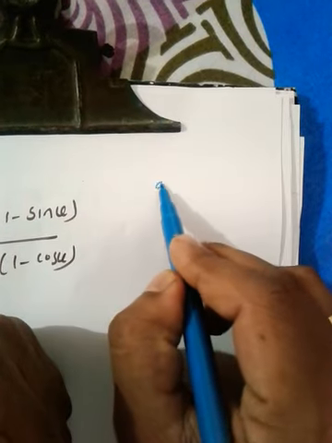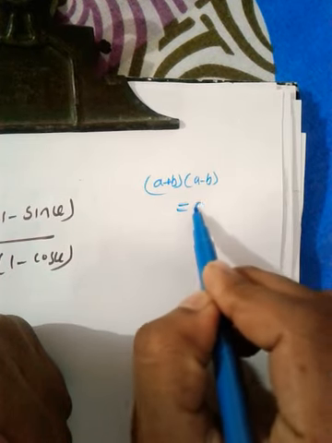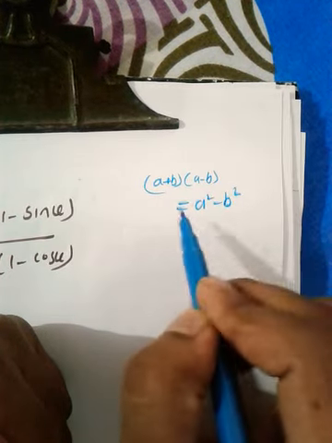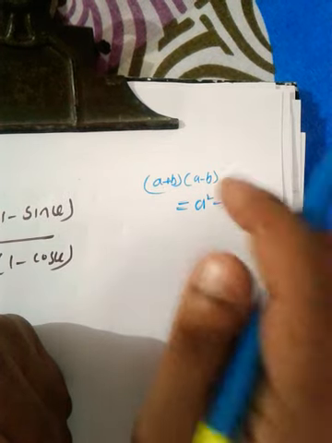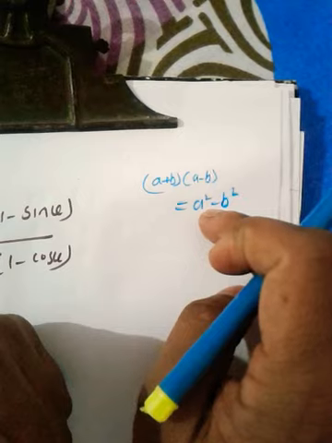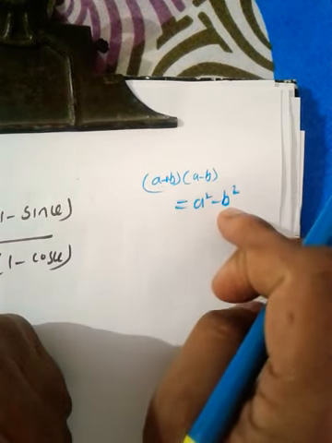We know that a plus b into a minus b is what? A square minus b square. We have a result: a plus b into a minus b is equal to a square minus b square. This same result we applied just now in the previous question. A plus b into a minus b is equal to a square minus b square.